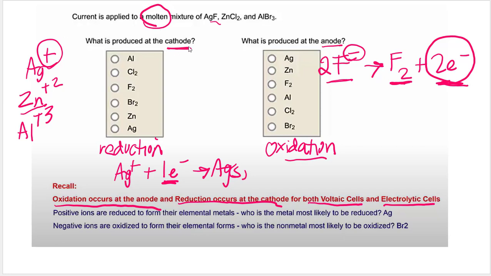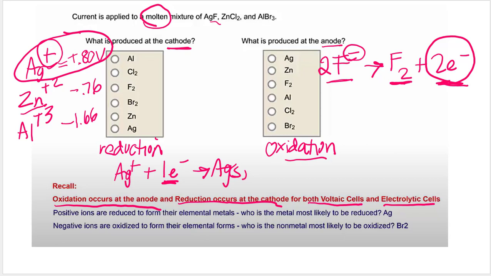So when it comes to figuring out what is being produced at the cathode, who is being reduced? We need to look and see who is the highest up on our potential table. So on our standard reduction table, if I look for silver, it should be plus 0.8. Zinc plus 2 is on the back side of the paper, negative 0.76. And aluminum, even further down, negative 1.66. So which one of these is being reduced? Who has the most positive value? The most positive value will be the one reduced, and that is the silver ion.